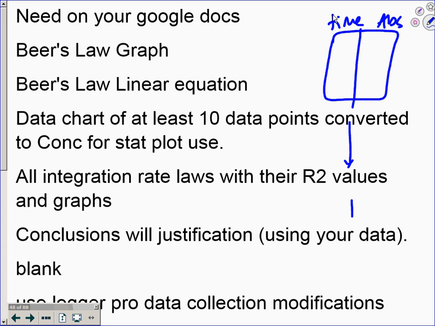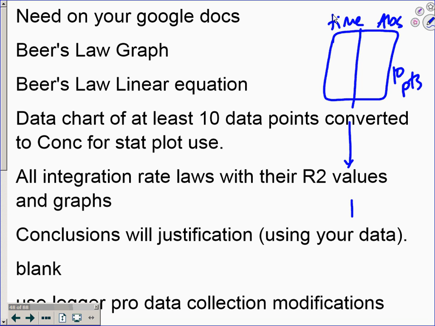Now we don't really need that amount of data, but you do need a very frequent data collection time. Waiting a minute between samples or collection points is way too long. You should be doing it a couple of seconds at a time. So if you have a huge data table, I only need 10 points from the data table.